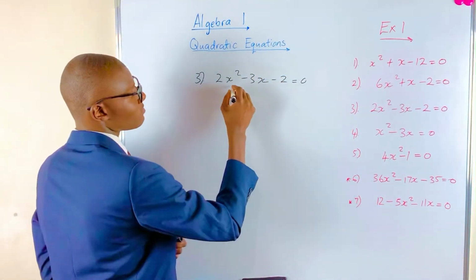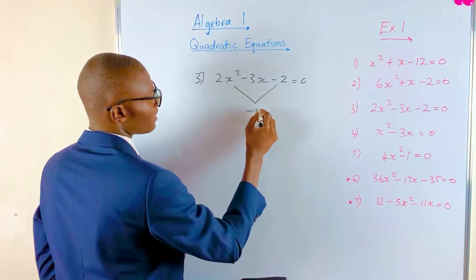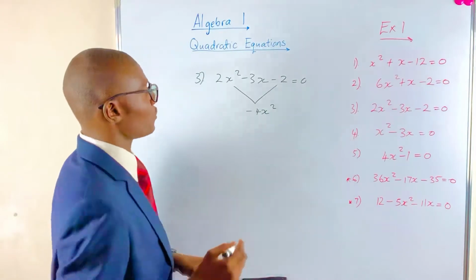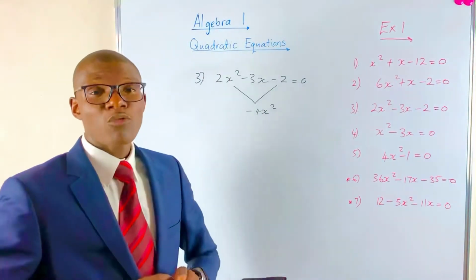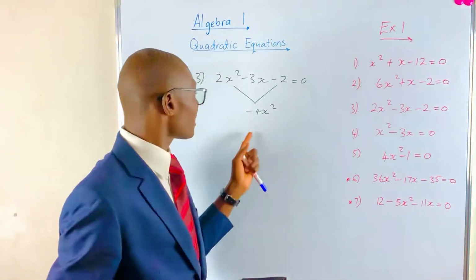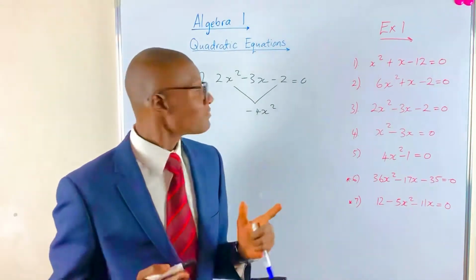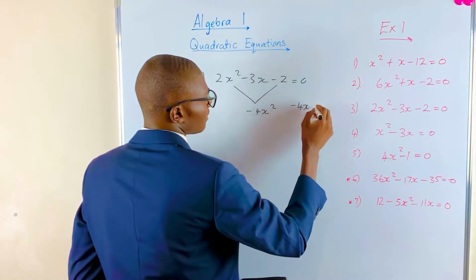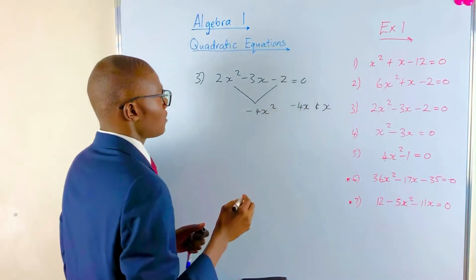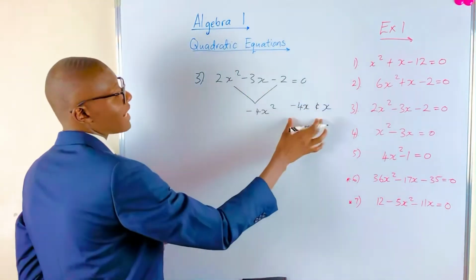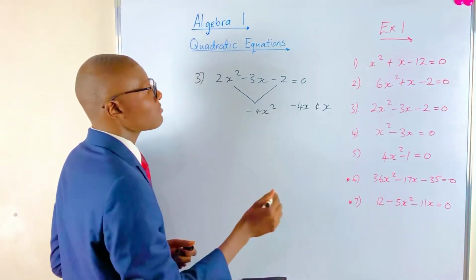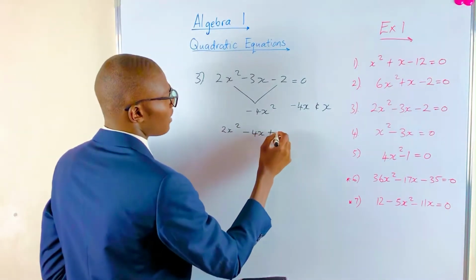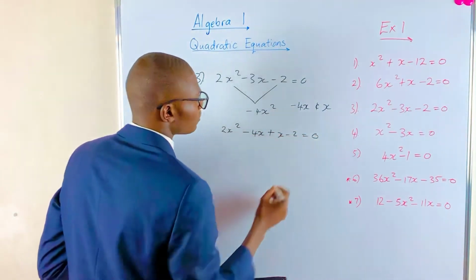So we say multiplying the first and the last, we get a minus 4x squared, since it's 2x squared times minus 2. Then the factors that we want, for which when we multiply them, they give us minus 4x squared, and when we add them, they give us minus 3x. This would be minus 4x and x. Such that in place of minus 3x, we are now putting minus 4x plus x. Such that it's now 2x squared minus 4x plus x minus 2 is equal to 0.